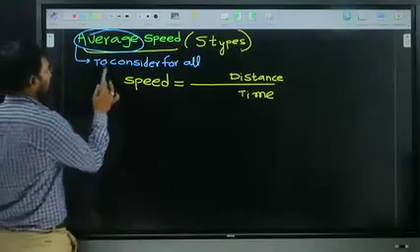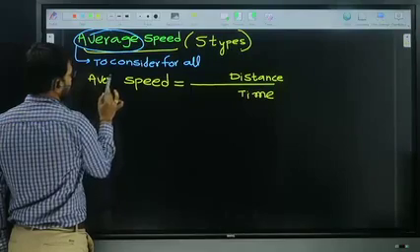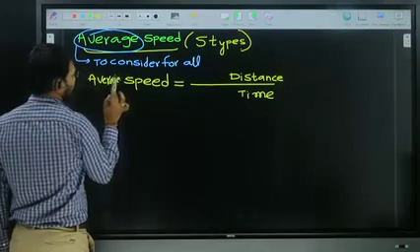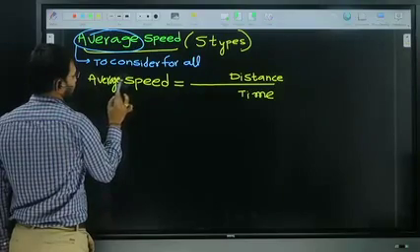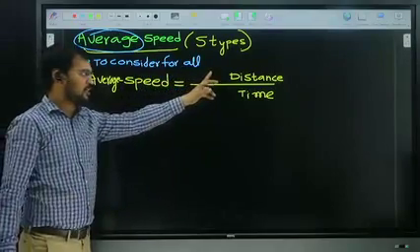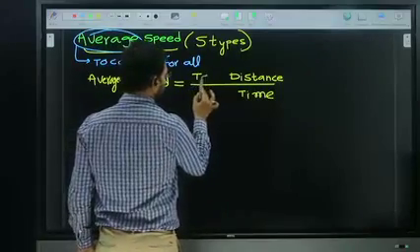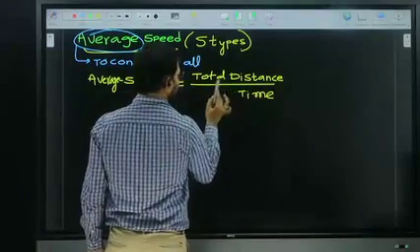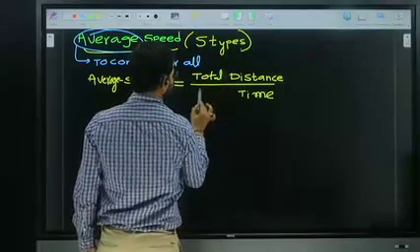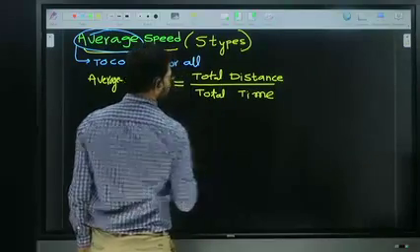So whenever you add the term average to this, it becomes average speed. Average is nothing but to consider for all. Therefore, this is all distance by all time. That is not possible, so that is the reason I am going to take total distance by total time.